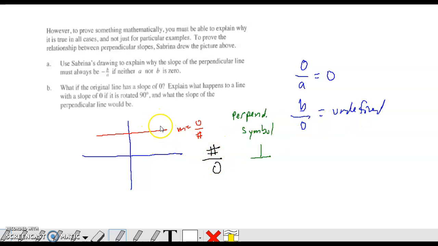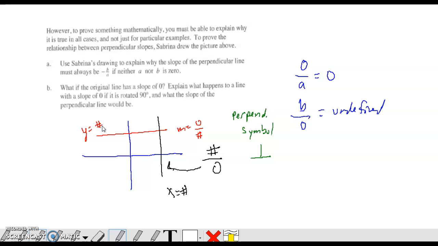What does an undefined line look like? It looks like this, right? So your black goes with that kind of line. This would be an x is equal to equation, where this is a y is equal to. So this would be x is equal to some number, whereas this is a y is equal to, not 0. I mean, it could be 0, but we don't actually know. It's just equal to a number.